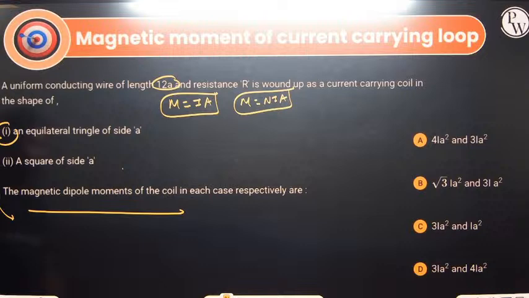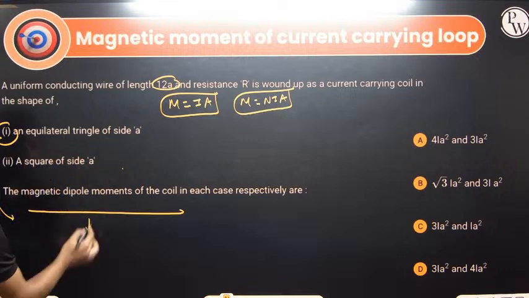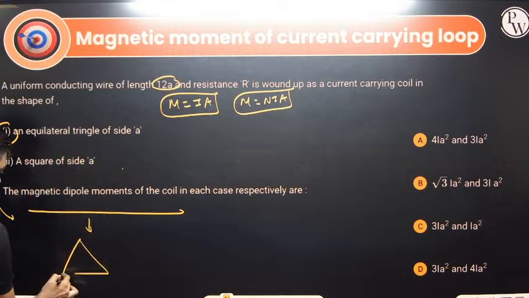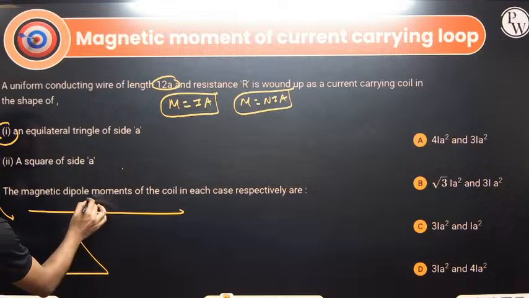Okay, equilateral triangle of side A. So what is it asking? Magnetic dipole in the... So first, what are we doing? First, we are molding in the equilateral triangle of side A. So what is the total length? The total length is 12A.